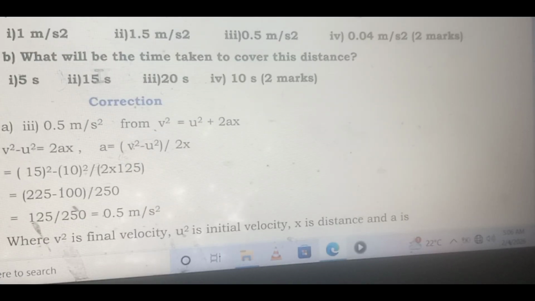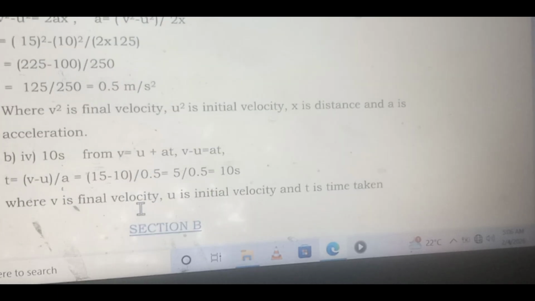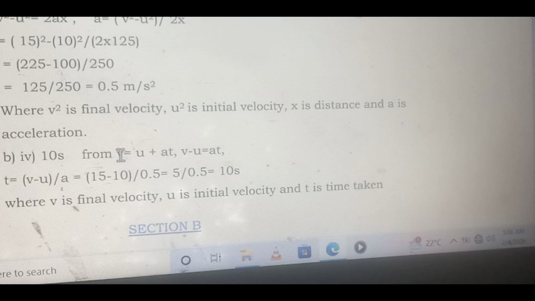B, what will be the time taken to cover this distance? To find the time taken to cover the distance, we can use the first formula, as I said: final velocity is equal to the initial velocity plus acceleration times time, as you see here. We do it step by step and find this time.